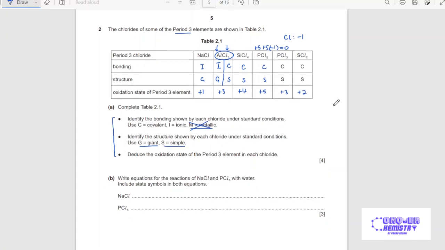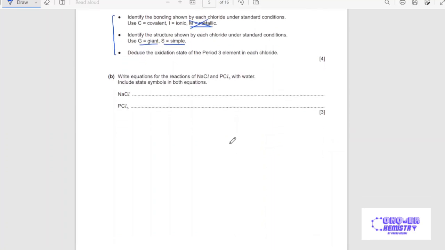All right. Now it says write equations for the reactions of NaCl and PCl5 with water. All right. Now remember that whenever an ionic chloride dissolves in water, it's not going to react. It's just going to split up into its ions, right? So for NaCl, I'm going to write NaCl aqueous, right? Because it asks for state symbols as well. It's a 3-mark question. The 1 mark is for state symbols. Okay. So this will just split up into ions. It's not going to react with the H2O molecules. So you have Na plus and Cl minus.